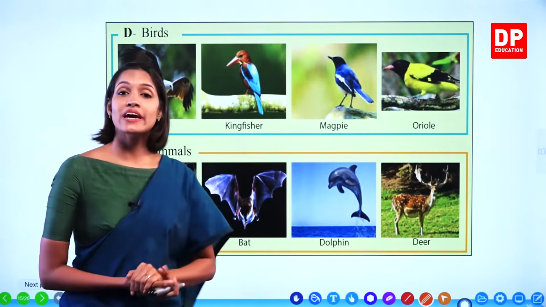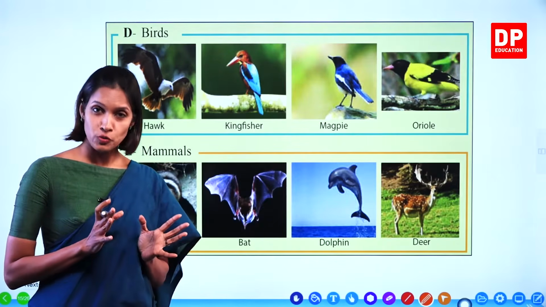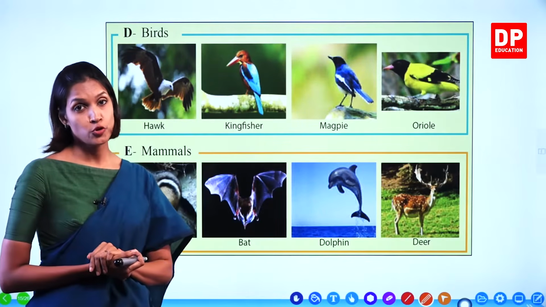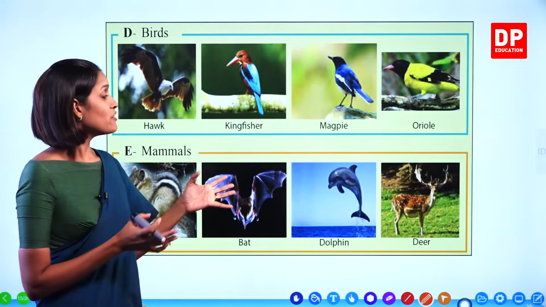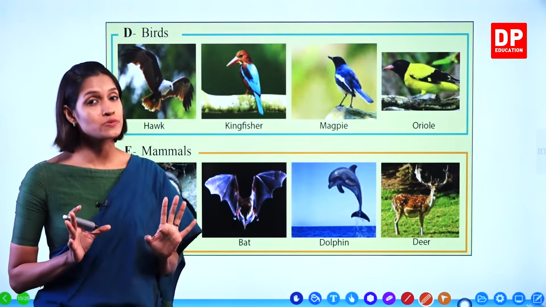And their most special characteristic is babies feed on mother's milk. Okay? Babies feed on mother's milk. That is why we call them mammals. Okay? So because of that, female animals have mammary glands. Mammary glands can produce milk.